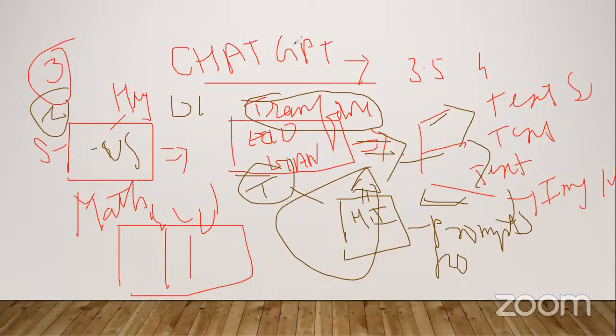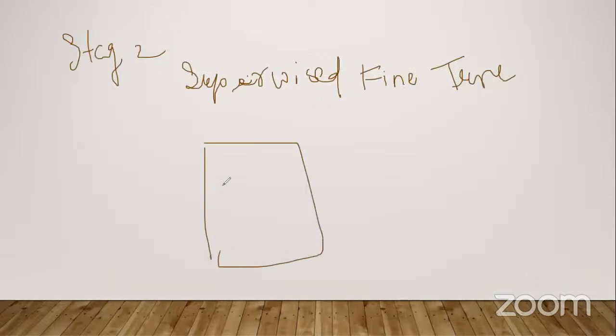For that reason, they went to a second stage. Stage 2, sorry for the handwriting, is called supervised fine tuning. Supervised fine tuning, SFT. Can I understand this?